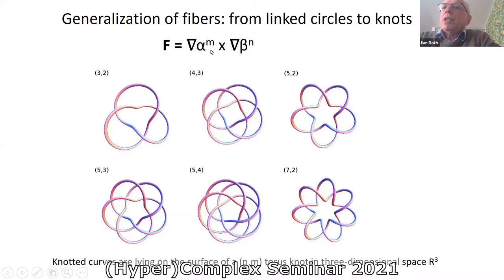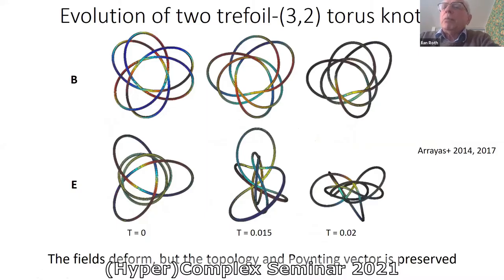And if we change the functions to something with two indices, M and N, we can create a set of beautiful knots instead of circles. This is the famous trefoil. These are the others, which I will describe in different contexts a little bit later. And they fill the three-dimensional space. And here is a simulation of this function, which I did not describe, but if you do it correctly, they propagate, and the topology and the Poynting vectors are preserved.